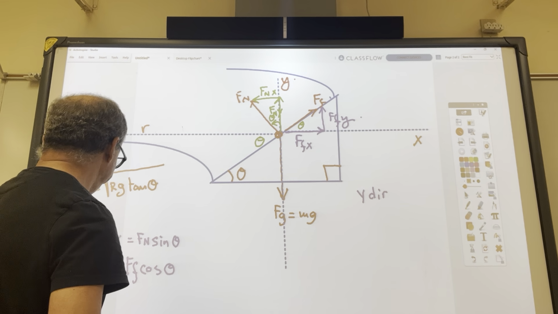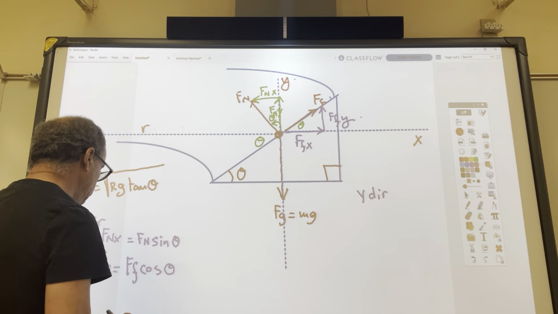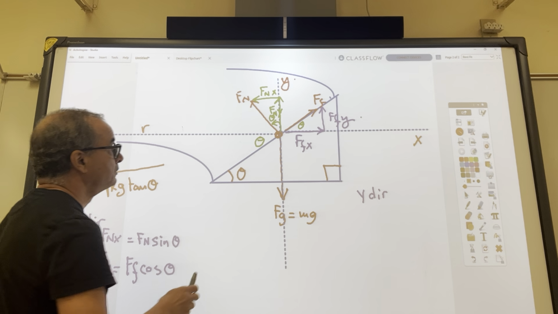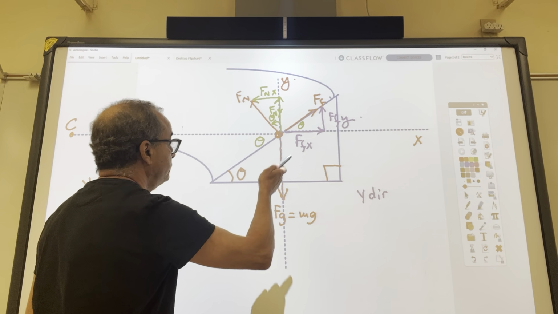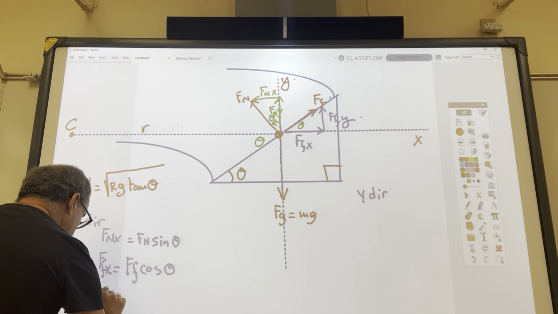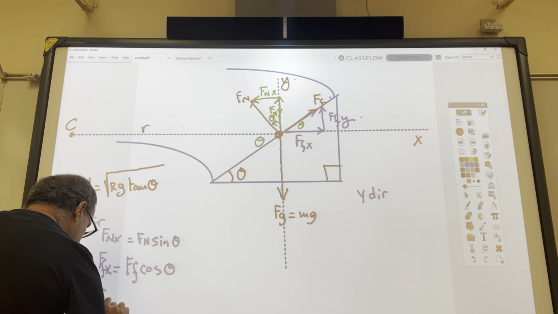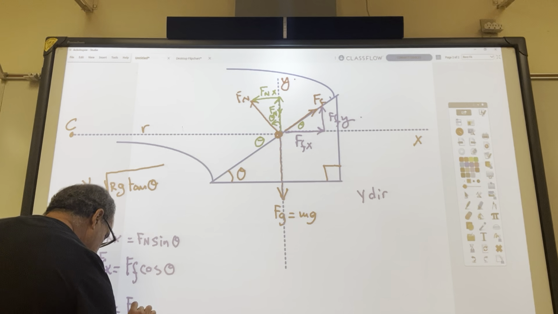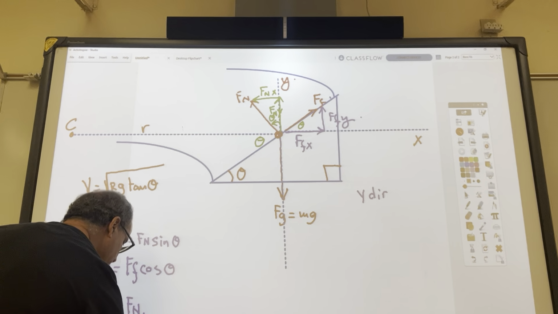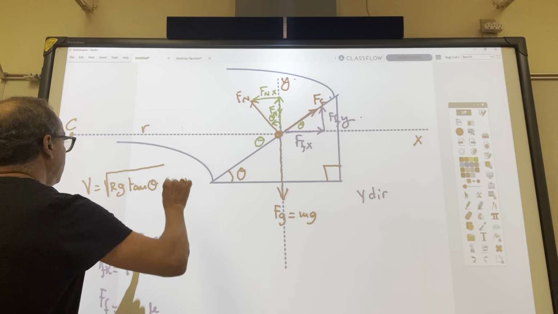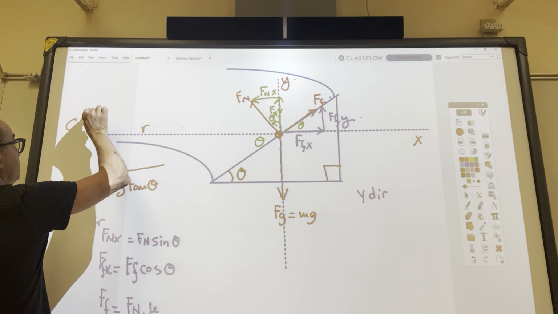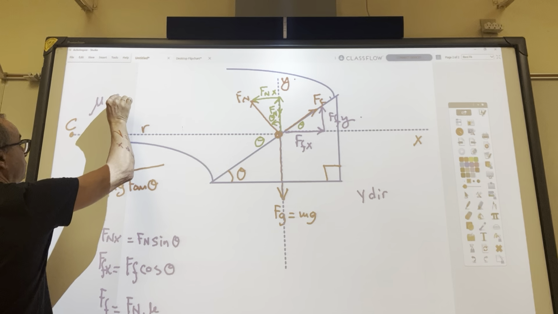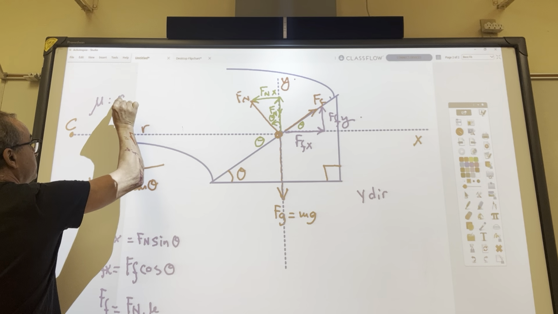Alright, what else? Now, there is one more thing, the relationship between the normal force and the friction. You need to know that the friction force Ff is equal to the normal force Fn times mu. By the way, the mu is the coefficient of friction.